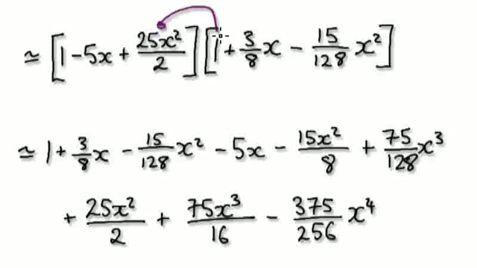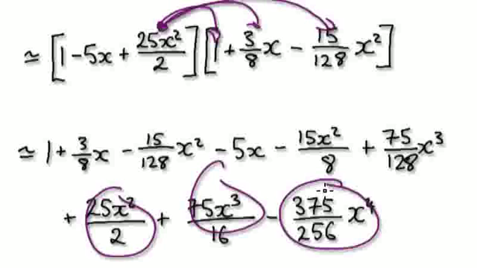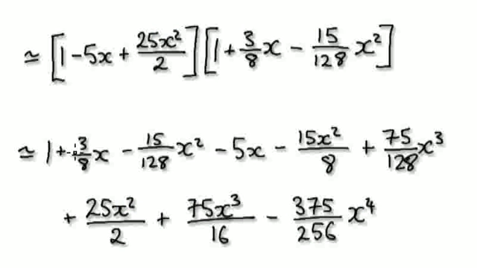Okay, and then you've got to do this times this. That will give you this. This times this will give you this. This times this will give you this. And then group all the terms together. So you've got x here. You've got x here. Where else? That's it. So and so on.